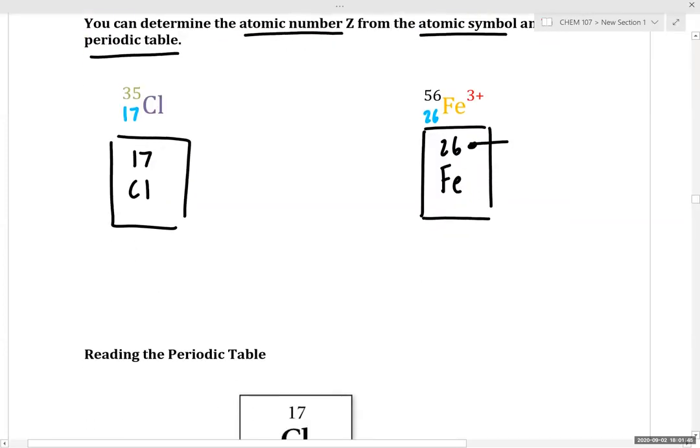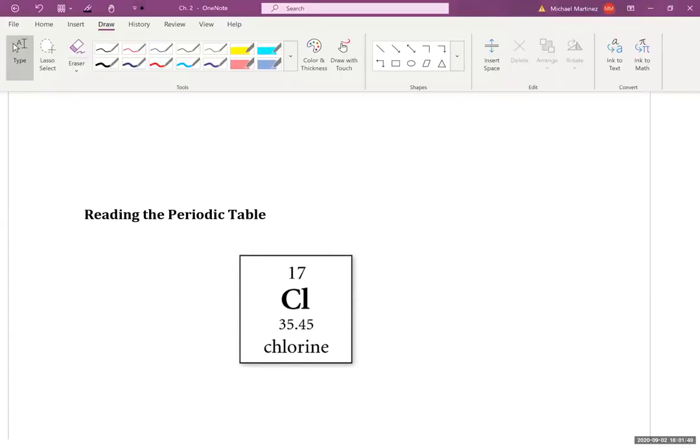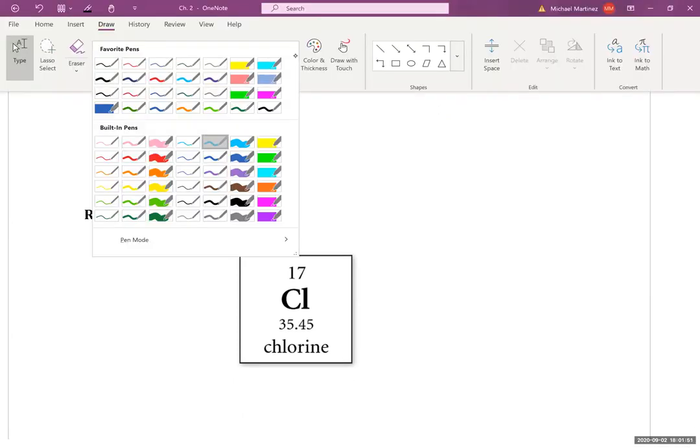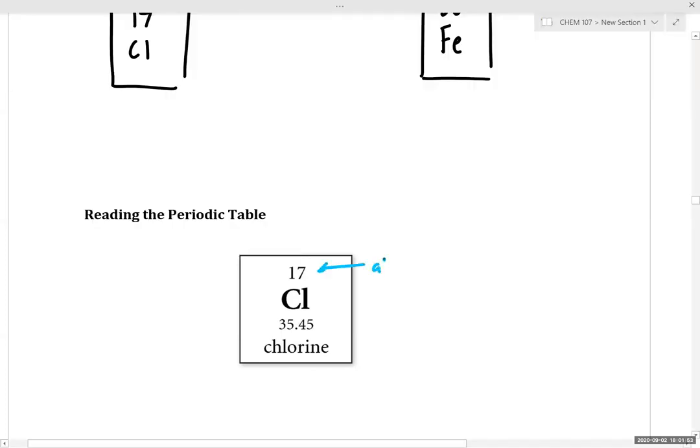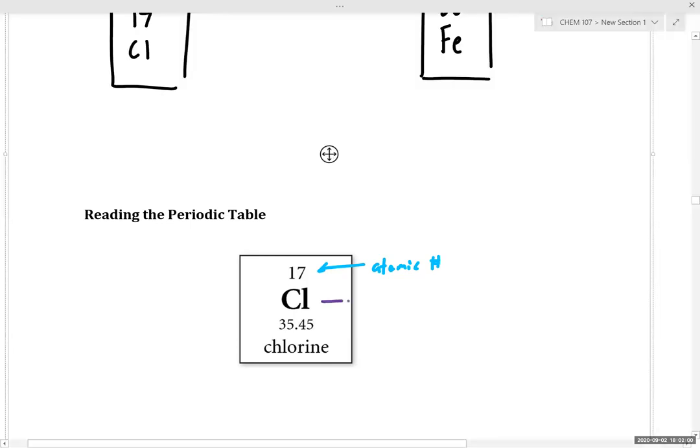Now, in reading the periodic table, once again, when you look at the symbol, the number on top of the symbol is your atomic number. We, of course, have the element symbol below. And then finally, we have the average atomic mass.